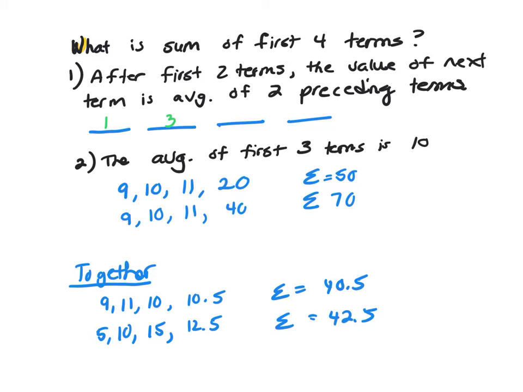3 plus 1 is 4, divided by 2 is 2. 3 plus 2 is 5. That would be 2.5. Or it could be, if the first ones were, I don't know, a 2 and a 4. 2 plus 4 is 6. 6 divided by 2 is 3. 4 plus 3 is 7. 7 divided by 2 is 3.5.